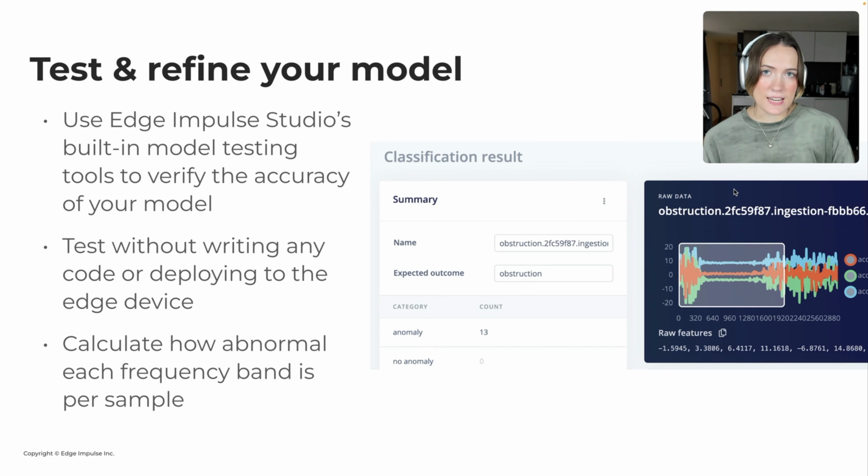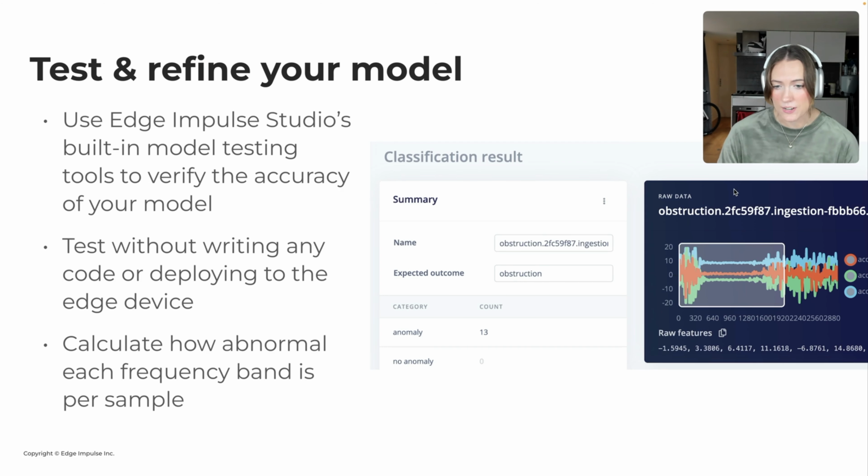Once we finish collecting our data, labeling our data, extracting our data's most important features using DSP, and training our model on these most important features, we can then test and refine our anomaly detection model directly within the Edge Impulse tool without having to deploy anything to the edge yet. So we can use our model testing tab to directly get our classification results from the classifier block or from our anomaly detection block, and we can test without writing any code or deploying to our edge device. We can also calculate how abnormal each frequency band is per sample using the anomaly detection block that we will set up in the Edge Impulse Studio.